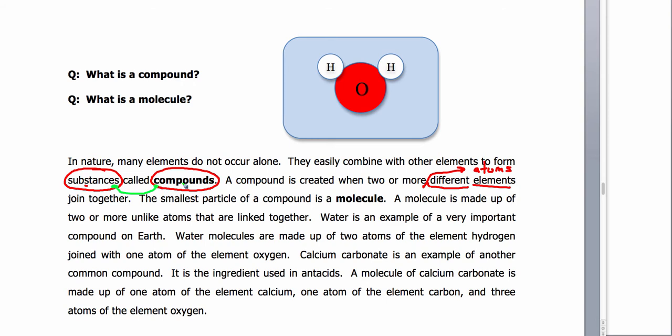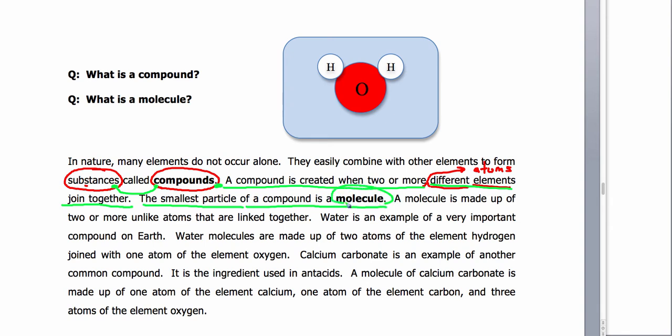Okay, well, compounds are substances. Substances are matter. Compounds are substances where elements have joined together to create a different kind of particle. So here's our understanding right here. A compound is created when two or more different elements join together actually to form a different type of particle. And this particle that they form is called a molecule. Okay.